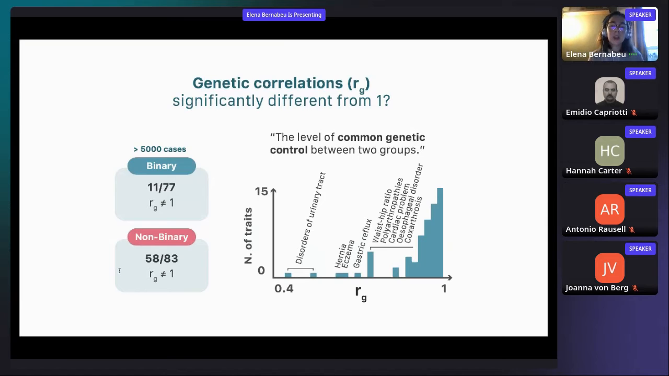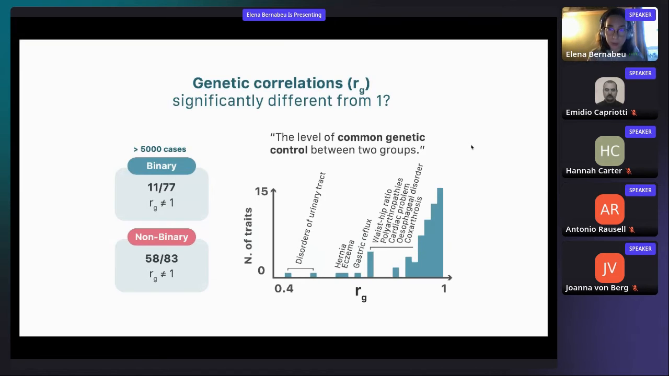Now here I've included a histogram which includes the value of genetic correlations, and the height is the number of traits that presented said genetic correlations. And this is just the traits that presented a genetic correlation that did significantly differ from one. So you can see, even if they did differ from one, the majority are concentrated close to one, meaning the level of common genetic control is quite high between the sexes.